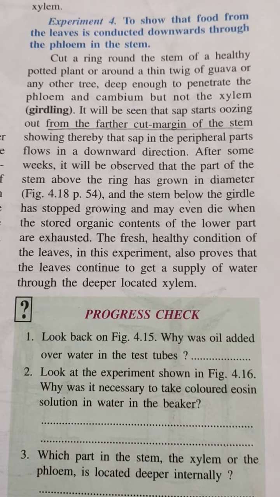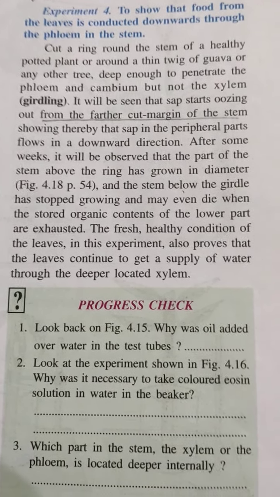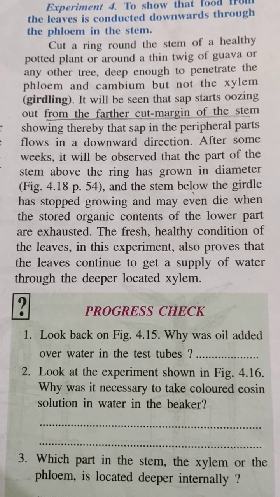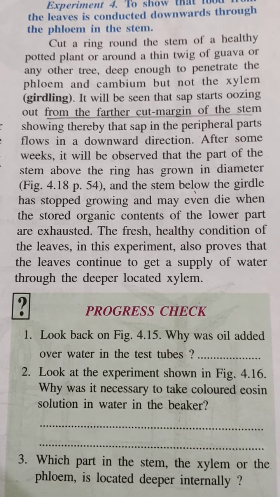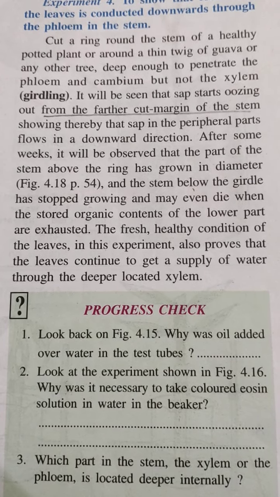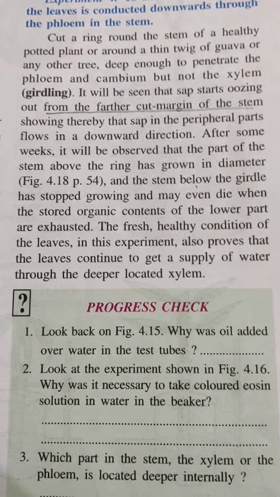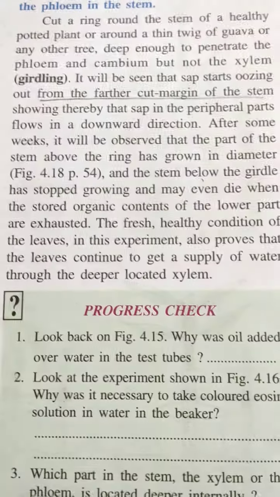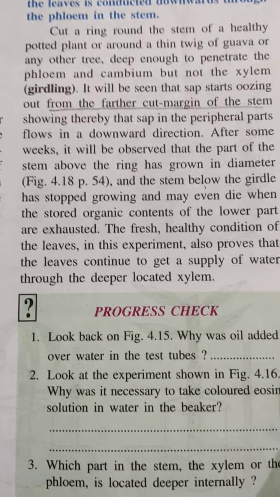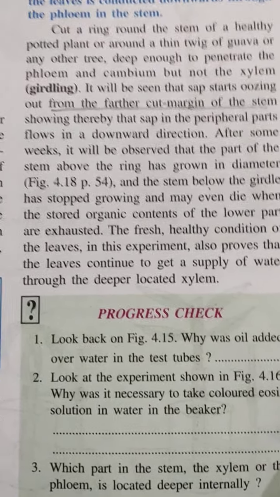Number 4, to show that food from the leaves is conducted downwards through the phloem in the stem. Cut a ring around the stem of a healthy potted plant deep enough to penetrate the phloem and cambium, but not the xylem. It will be seen that sap starts oozing out from the farther cut margin of the stem, showing thereby that sap in the peripheral parts flows in a downward direction. After some weeks, it will be observed that the part of the stem above the ring has grown in diameter, and the stem below the girdle has stopped growing and may even die when the stored organic contents of the lower part are exhausted.